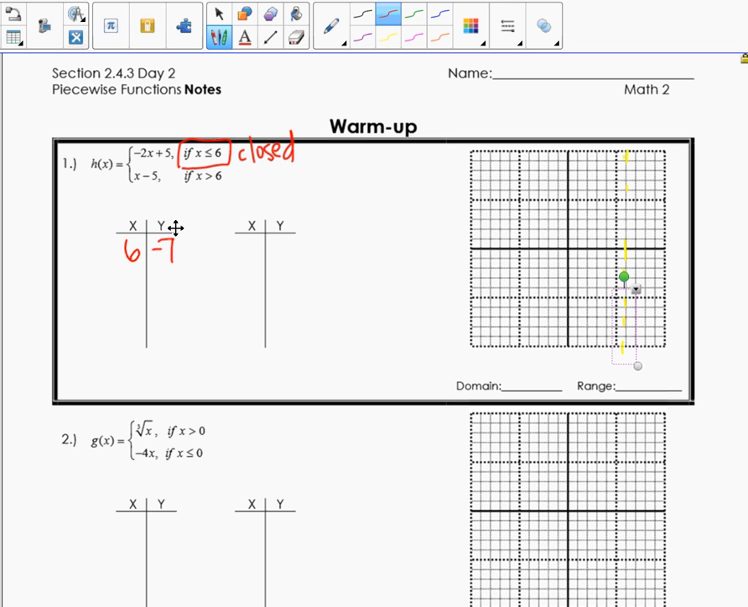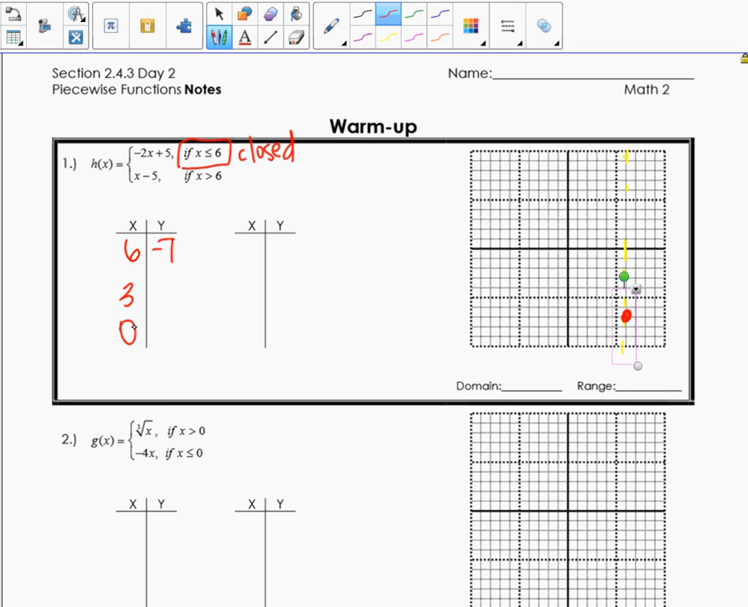Okay, and you can use your calculator to aid you. So at 6, we're at negative 7. Okay, and this is saying for x is less than or equal to 6. So it's anything less than 6. So I'm just going to pick some values that are less than 6. So let's say like 3 and 0.